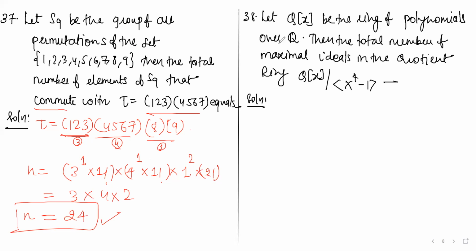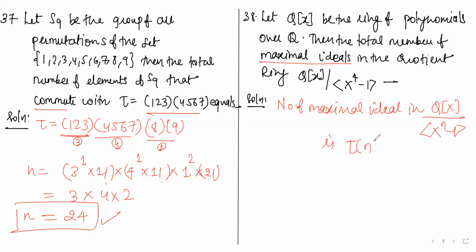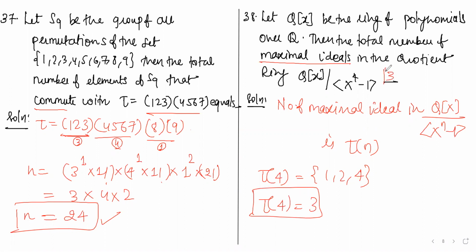So let Q[X] be the ring of polynomials over Q, then the total number of maximal ideals. Okay, so there is again a direct formula. So the number of maximal ideals in Q[x] over x^n minus 1 is the number of divisors of n. So we need to find out tau of 4. Okay, so tau of 4 will be equal to what? Basically, number of divisors of 4 are 1, 2, and 4. So tau of 4 equals 3. So there are 3 maximal ideals.